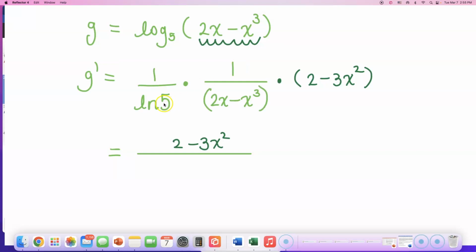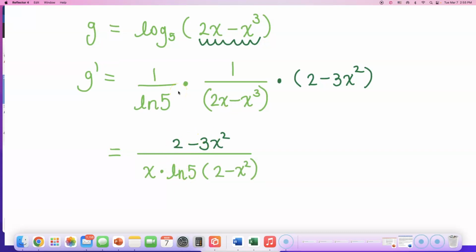But what can I do? I can just write them next to each other, but I noticed that this has a common factor of x. I'll factor that out. You see, this is 2x, and this is minus x cubed, right? So I'll factor out x and put it in front: x times natural log of 5 times 2 minus x squared. I was trying to see if I can cancel something out, but I don't think it did.